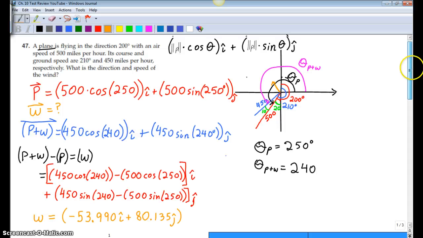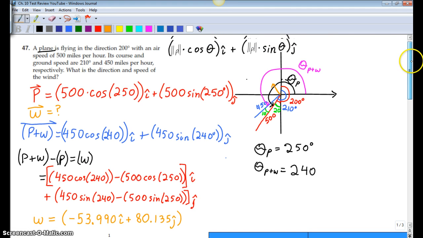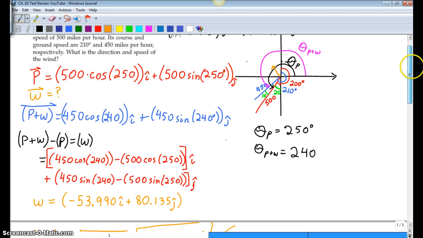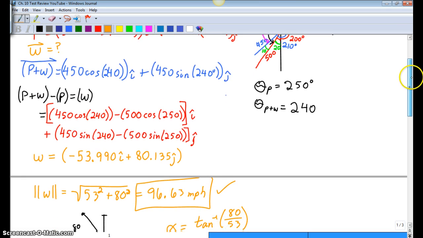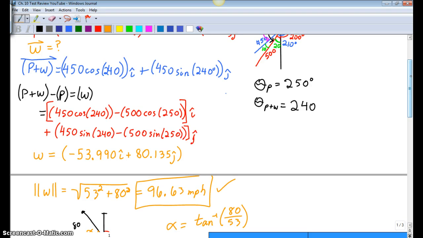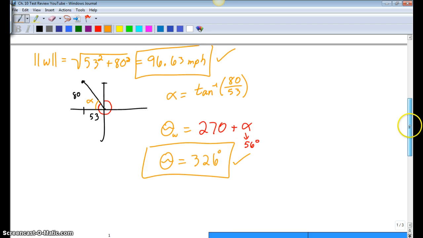So as a really quick recap, from north, you go 200 degrees for the plane. From north, you go 210 degrees for the wind. And then you have to convert those 200 and 210 into vector angles, theta. Once you get that, your vector P is magnitude, which is your speed, times cosine theta plus speed times sine theta. Same thing for your resulting P plus W. And then what we ended up doing was taking the P plus W vector minus the P vector, the two that we were given, and we found our wind vector. Crunch your numbers, and there you have it.